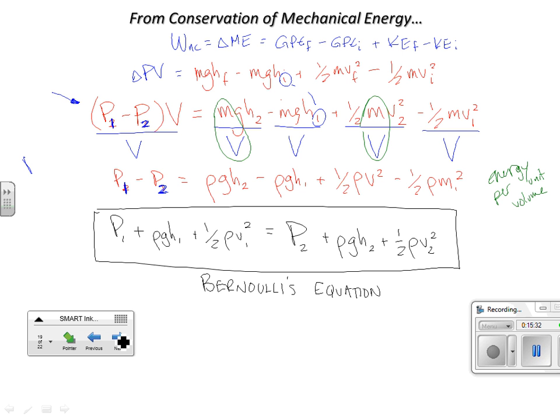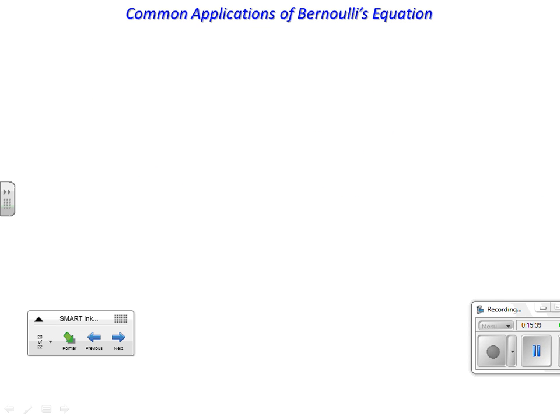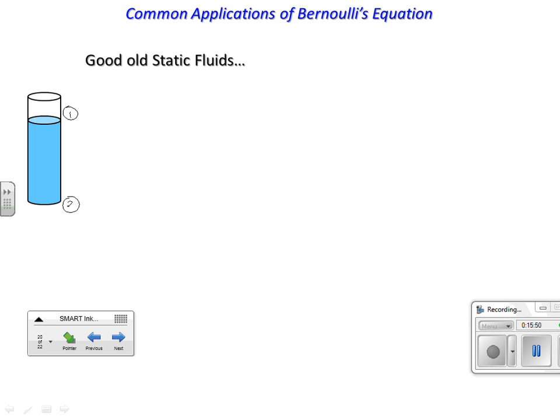Notice what it includes. It includes if things aren't moving. Good old static fluids. Well, we can say that if this is 1 and down here is 2, pressure 1 plus rho GH1 plus 1/2 rho V1 squared is pressure 2 plus rho GH2 plus 1/2 rho V2 squared. Well, nothing's moving in here. It's a static fluid.